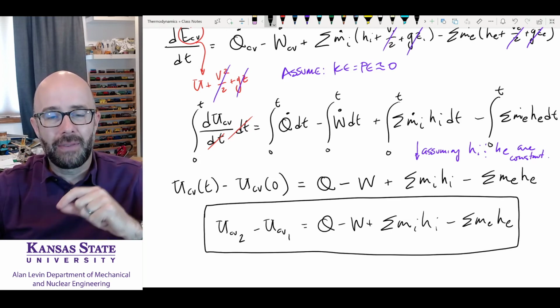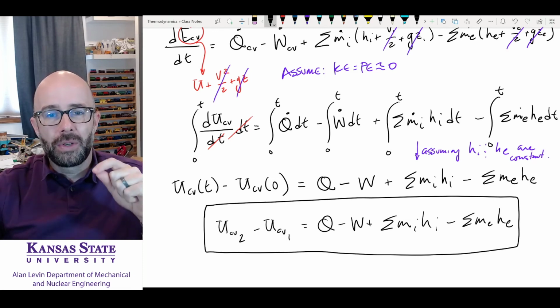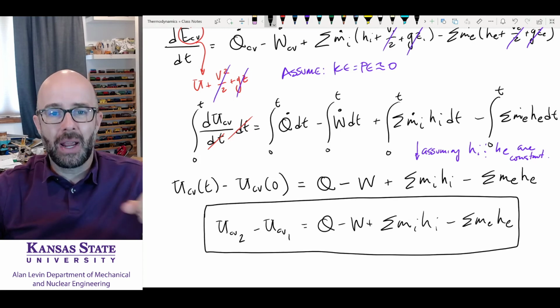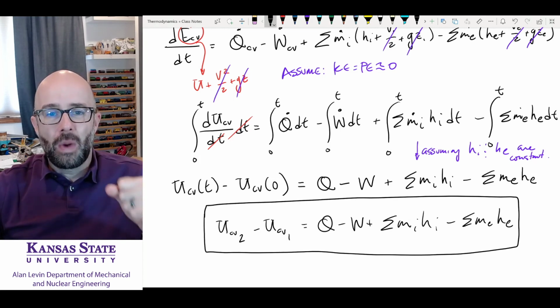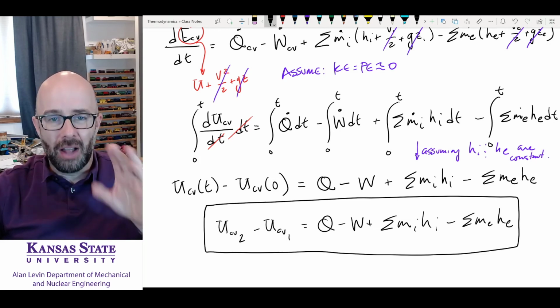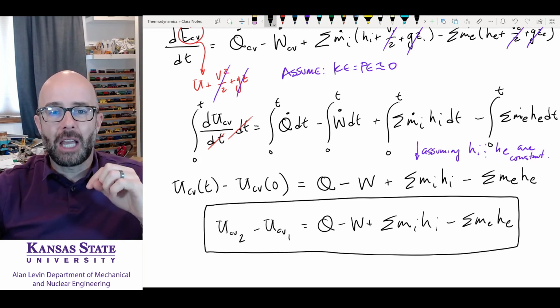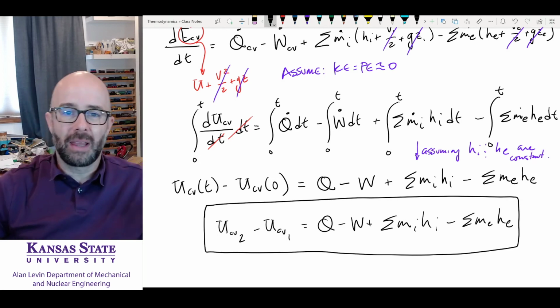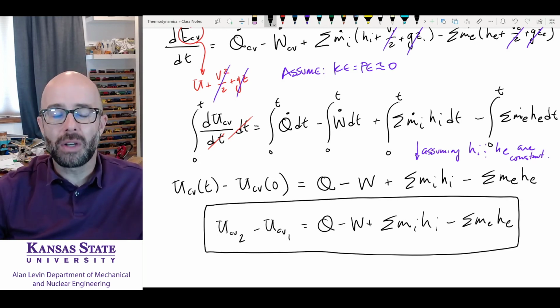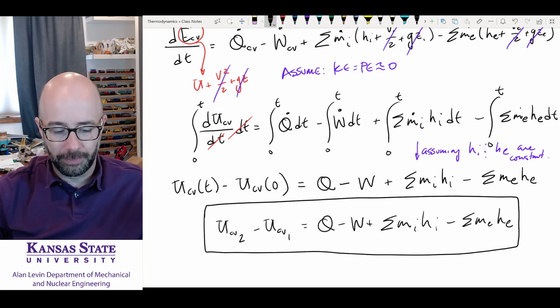Kinetic and potential energy effects go to 0. We're assuming that the rates of everything are constant: the heat transfer rate, the rate of work, which is the power, the mass flow rate in and the mass flow rate out. We're assuming that the enthalpy or the properties going out are constant and the properties coming in are constant. That's what we're assuming when we do this. So this is a special case equation that we need to worry about.